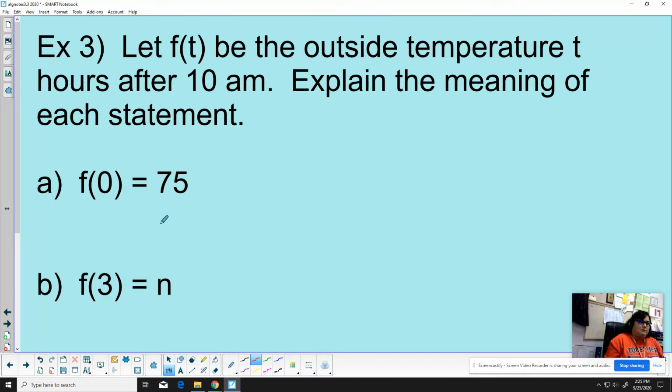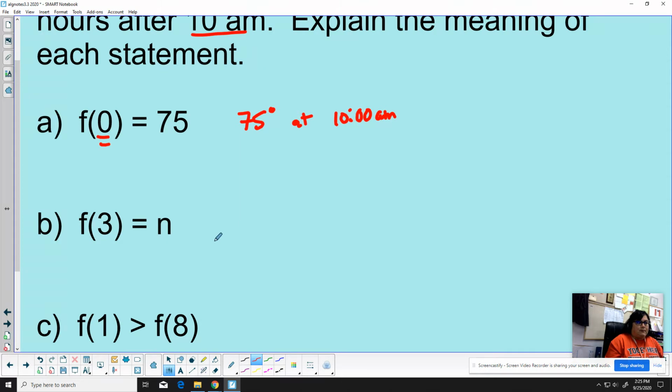Okay, so this first one says that it's at 75 degrees at 10 o'clock in the morning because the 0 hour is 10 a.m. Okay, so you can see here on this one, it's n degrees at 3 hours past the 10 o'clock. So if it's 10 o'clock and I add an hour, that's 11. I add 2 hours, that's 12 noon. And I add another hour, that's 1. So at 1 p.m., it's n degrees.